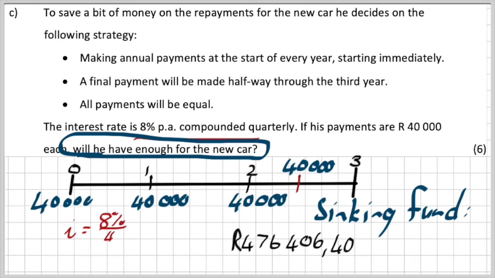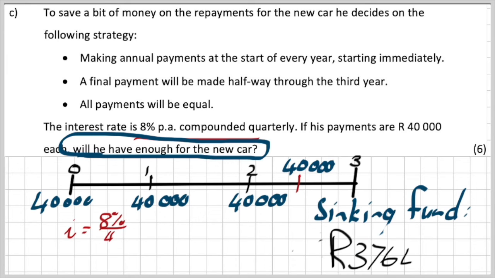And let's make the assumption that I could sell that car for 100,000 Rand. Remember, they tell you that is the book value. Again, not realistically the book value or the market value, but let's make that assumption for now. So in other words, I am going to need 376,406 Rand and 40 cents at the end of 3 years.